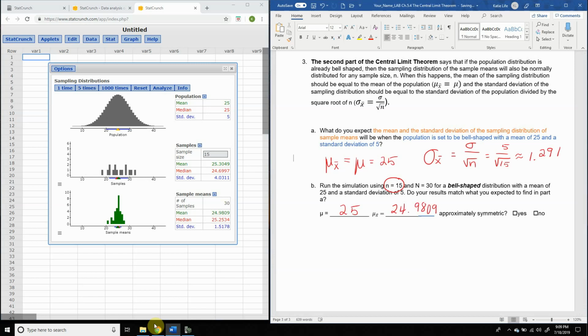It is approximately symmetric, and the sampling distribution standard deviation from the applet is 1.5178. We were looking for approximately 1.29, 1.51. It's not too far off, considering that this is a simulation going on here.